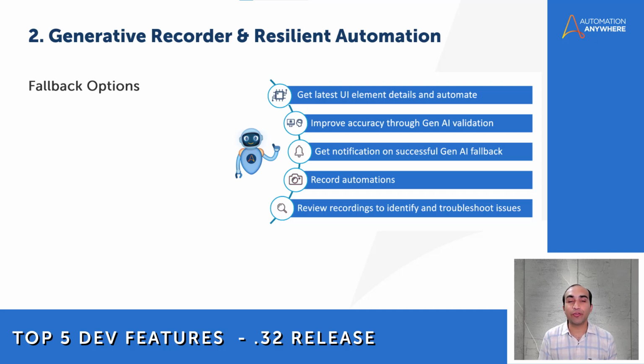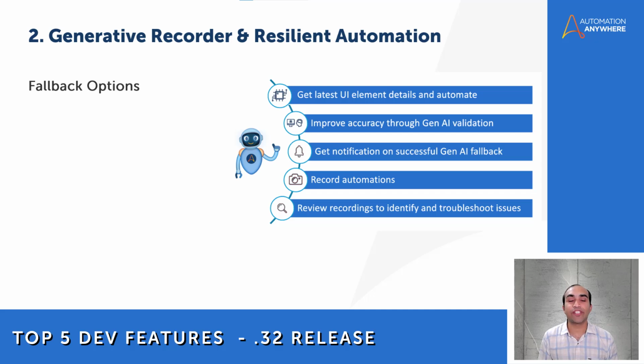Next, on to the number 2 feature, Generative Recorder and Resilient Automation. Introducing the Generative Recorder. You know how frustrating it is when you build an automation of a SaaS application and then you figure out that there has been a change in the UX and because of which your automations have been failing. You don't have to worry anymore. With our new generative recorder, you can count on smoother automations even with the most unreliable web pages.